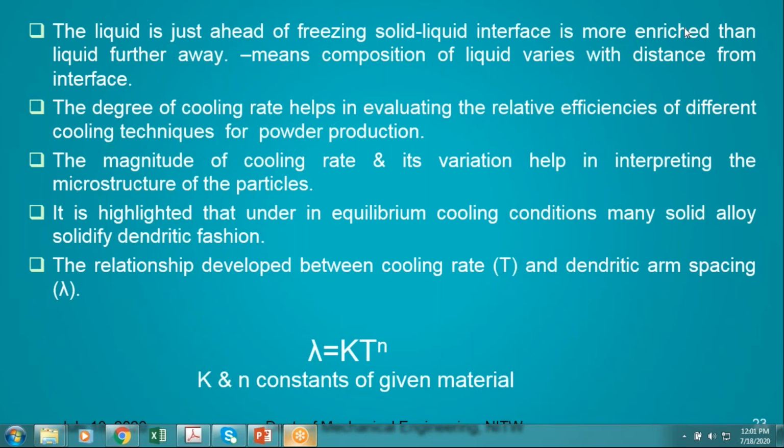Based on this equation, we are able to determine how the microstructure is going to form in the solidification of these powder particles. That equation is applicable for welding processes as well as for the additive manufacturing process.